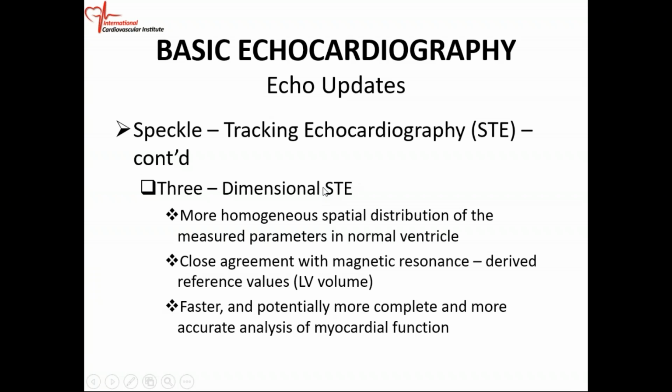Okay, three-dimensional speckle tracking echo, that's the way to go. It has a more homogeneous spatial distribution of the measured parameters in the normal ventricle, so it's a much better imaging modality, and you get very close agreement with MRI. It's fast and potentially more complete and more accurate analysis of myocardial function. So three-dimensional speckle tracking echo is the way to go.